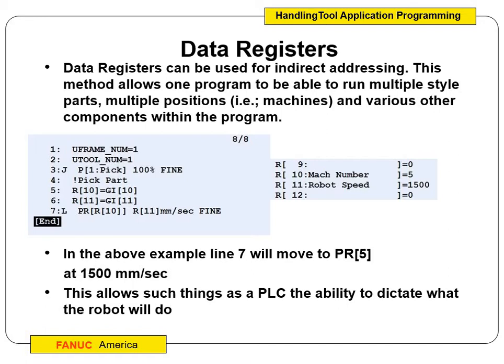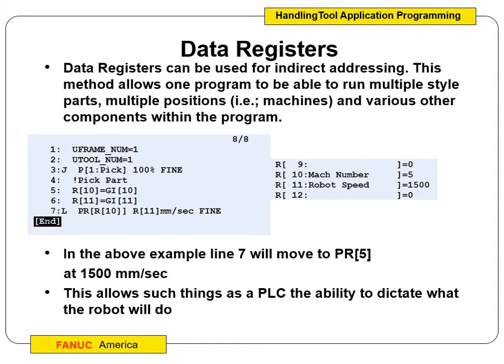So it looks like we can run split screen on the teach pendant as well under our view command. But if we take a look at this, on the left hand side we have our program, and on the right hand side we have our registers. So if we look at line 7 in the program, it's going to move to position register 5. Okay, so PR5. But it doesn't say PR5 in the code, right? It says position register 10.